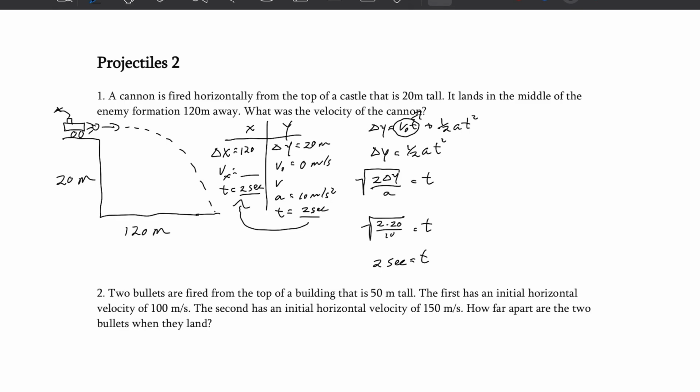The range, or delta x, is 120, and that's equal to vx times t. So delta x divided by time is equal to vx, or the velocity in the x direction. 120 divided by 2 is going to be 60 meters per second. That's how fast it shot out of the cannon.